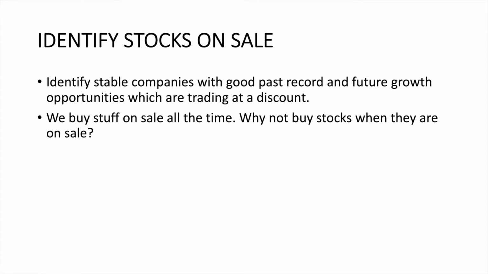The first step is outlined here, which is identifying stocks on sale. Now, what do I mean by this? One of the biggest issues that I see with traders, with investors, is that they will look for stocks that are doing well, and there's nothing wrong about it. So they will look at stocks which are in an uptrend, and then when that uptrend is going strong, they will go and buy those stocks.